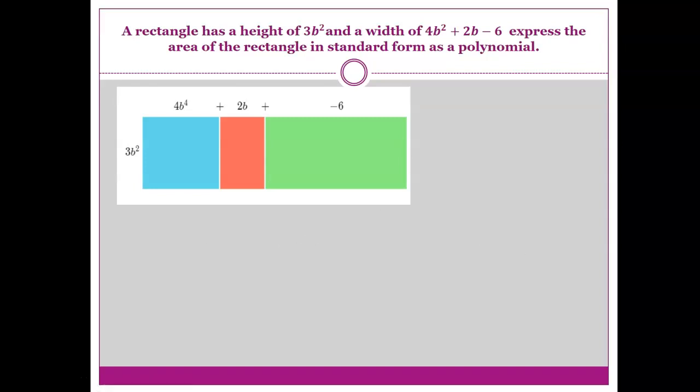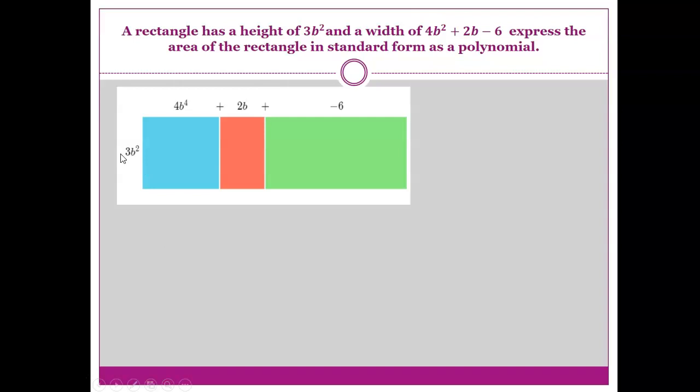And then in the last example, this example is more of what you're going to see probably on an SAT, where it says a rectangle has a height of 3b squared and a width of 4b squared plus 2b minus 6. Express the area of the rectangle in standard form as a polynomial. So really, this is kind of like saying, okay, we have 3 rectangles, and we're going to add up all of the rectangles to get one big rectangle, where each piece of the width and height represent each other.